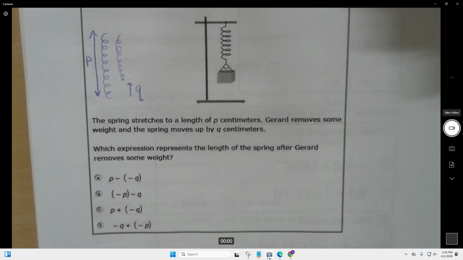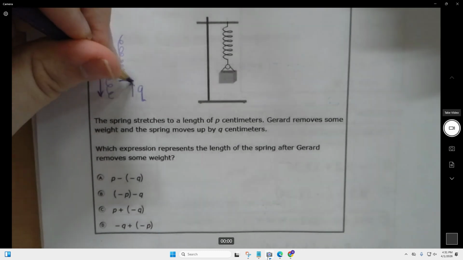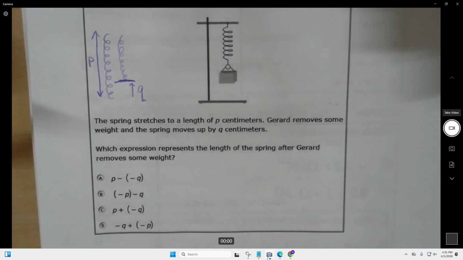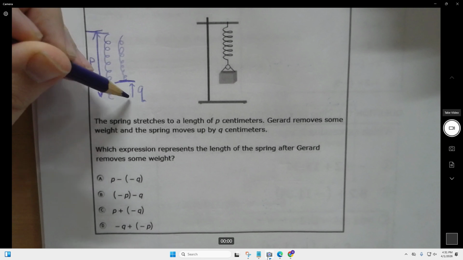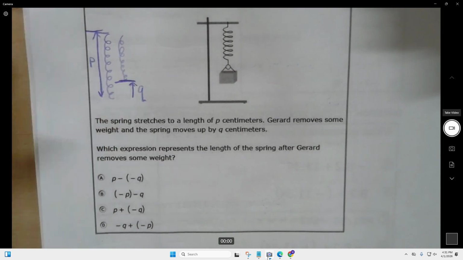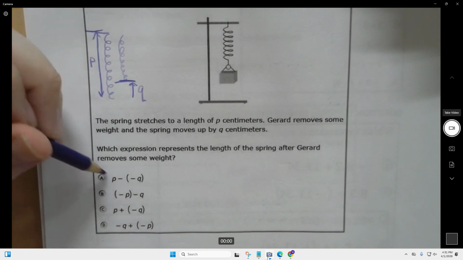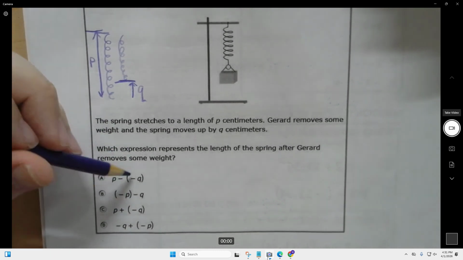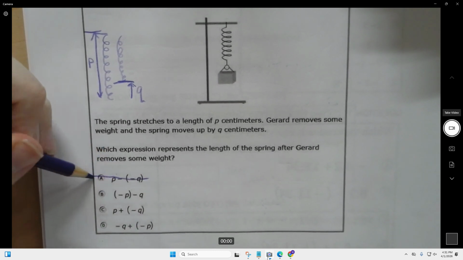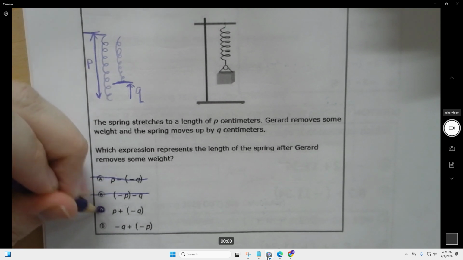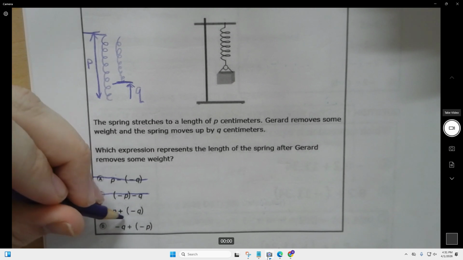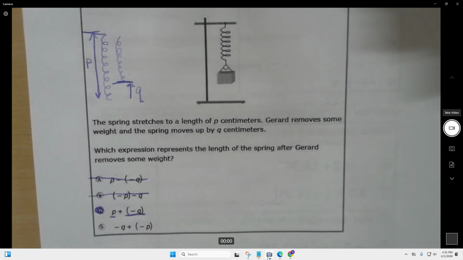Which expression represents the length of the spring after Gerard removes weight? So we're trying to figure out which expression represents this. Well, this is a lot easier when you can draw this out, because you know it's the distance of P minus the distance of Q. So which one of these is the distance of P minus the distance of Q? Not A, not B, C. Distance of P minus the distance of Q. That's your answer.